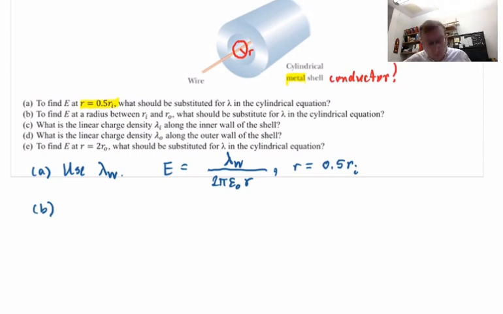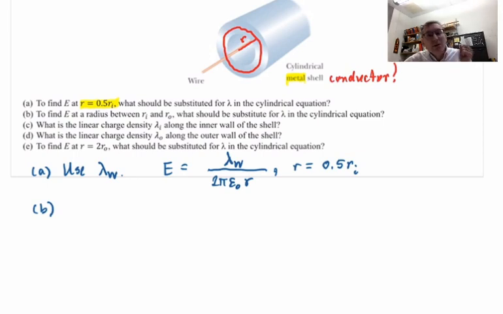How about part B? To find E at a radius between R inner and R outer, what should we substitute for the lambda in the cylindrical equation? Now this one is a little bit subtle, but let's not overthink it. Let me draw a circle in between R inner and R outer. Something like that. That's now the R. Now imagine a cylinder of length h along the axis with that radius.